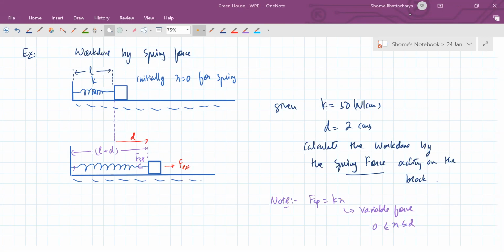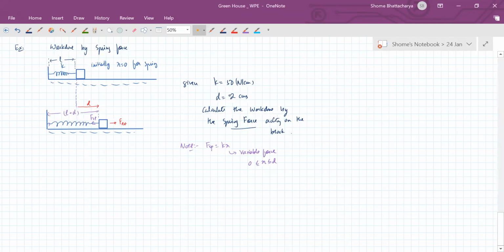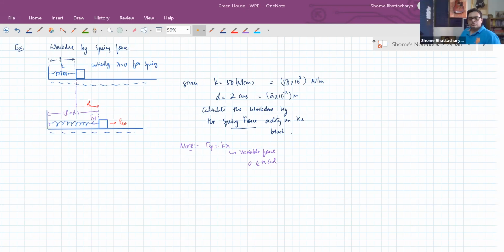Be careful of the unit. The answer you gave, if you write that numerical value, will not be in joules, because you have taken displacement in centimeters and spring constant in newton per centimeter. So you have to be a little careful. Better is you convert to SI units beforehand. So when you substitute, convert these to SI units. This is 50 into 10 raised to power 2, or 5000 newton per meter, whereas this is going to be 0.02 meters, or 1/50th of a meter. Yes, that's correct now.